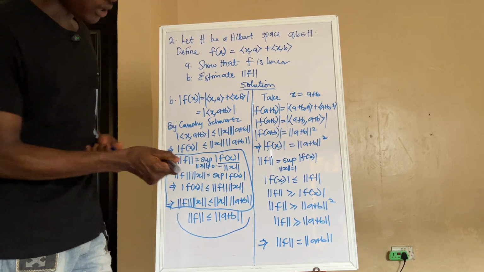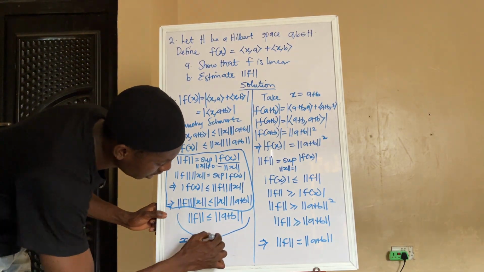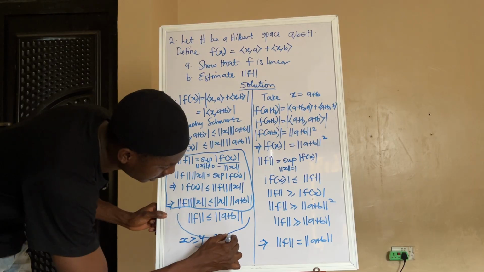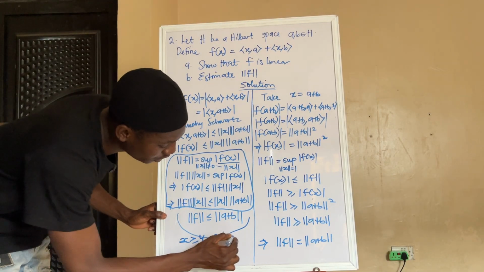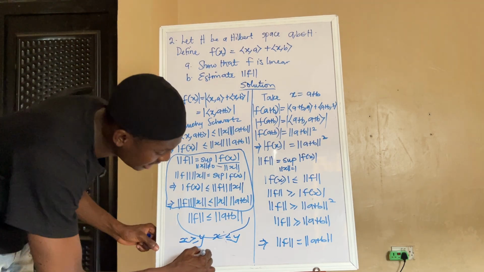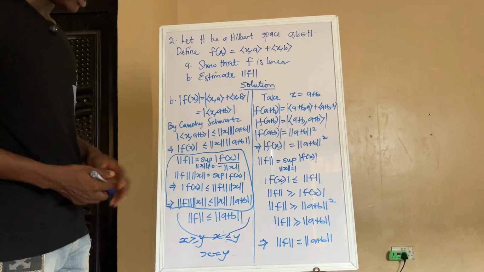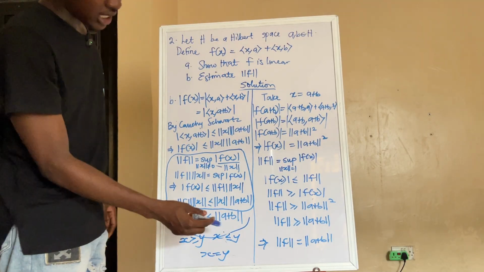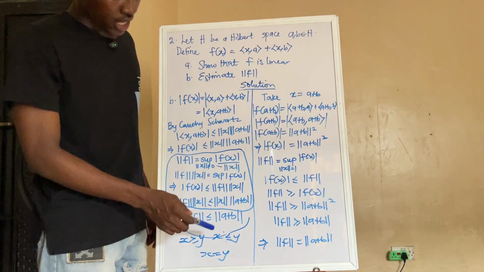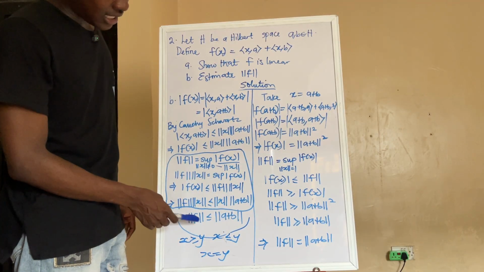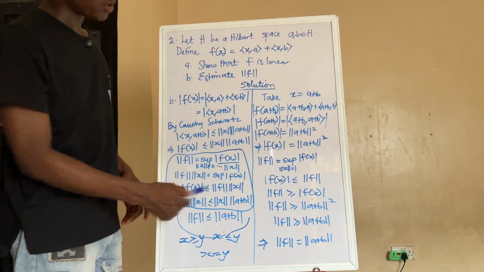Because if we have x less than or equal to y, and we also have x greater than or equal to y, it implies that x is equal to y, because greater than and less than cannot work at the same time. So we can only pick the equality that is common to the two. So because we want to show that the norm of f is equal to something, we have to show that the norm of f can also be greater than or equal to the norm of a plus b. So how do we do that?